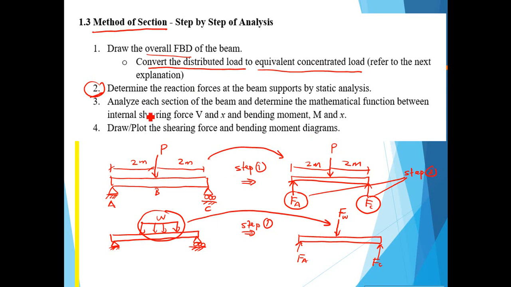And then analyze each section of the beam and determine the mathematical function between shear force V and bending moment M with respect to X. So step number 3 is analyze each section. We do the sectioning for each section. For this case, we do sectioning for AB and also BC. So doing the sectioning will be step 3.